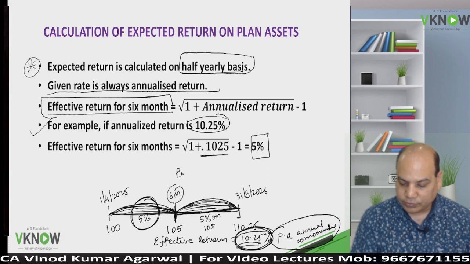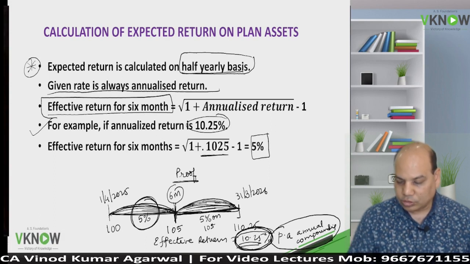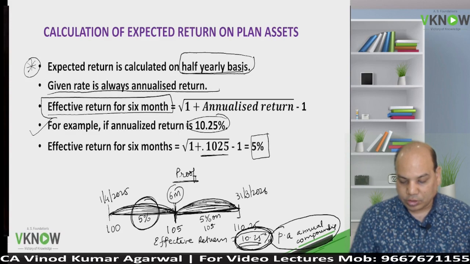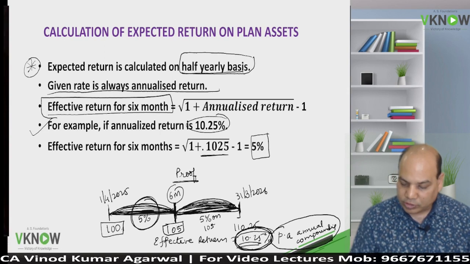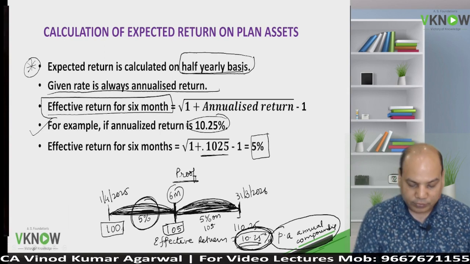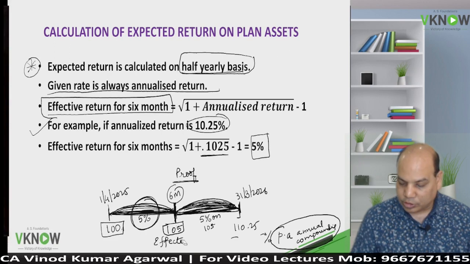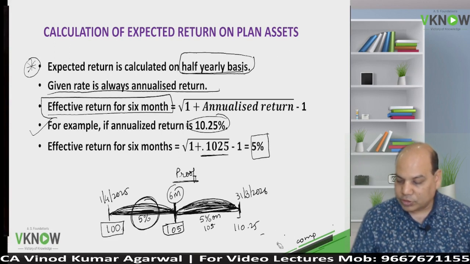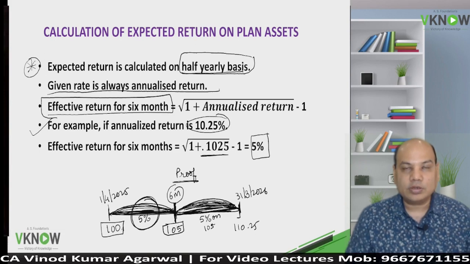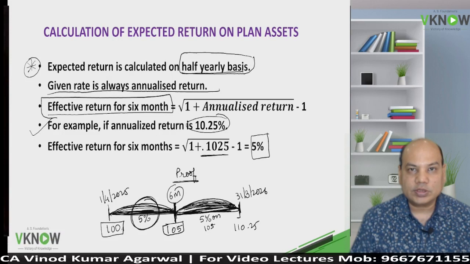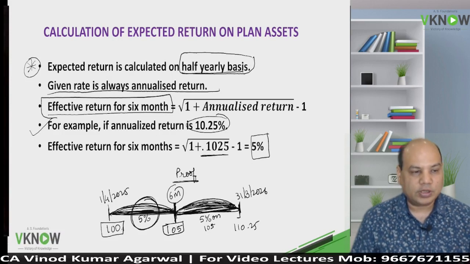And this is the proof. You can write the proof also. If you have 100 rupees at the beginning, if you earn 5% after 6 months, we will have 105, and again after 6 months we will have 110.25. So this is the proof that if your annualized return is 10.25%, your effective return for 6 months is 5%. So proof in front of you.